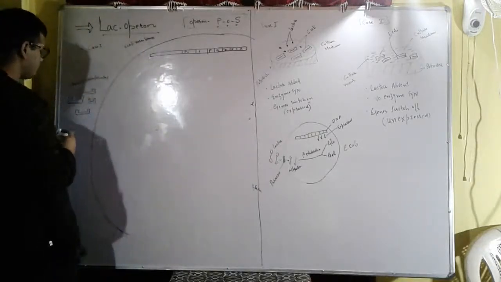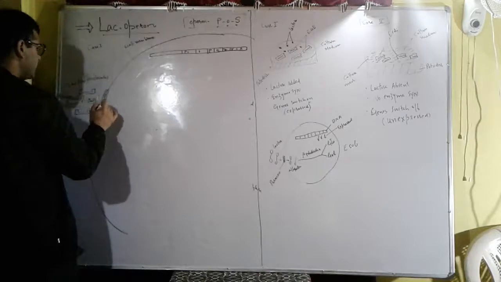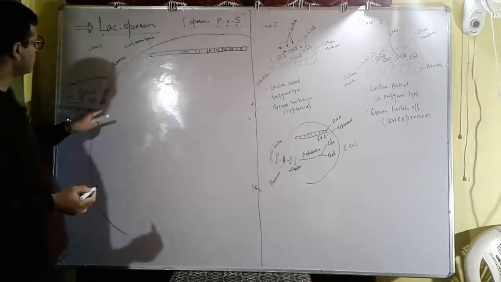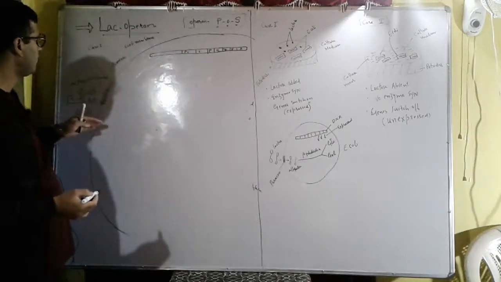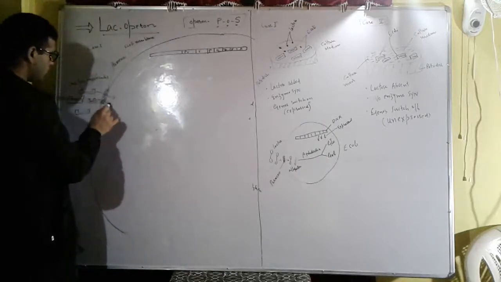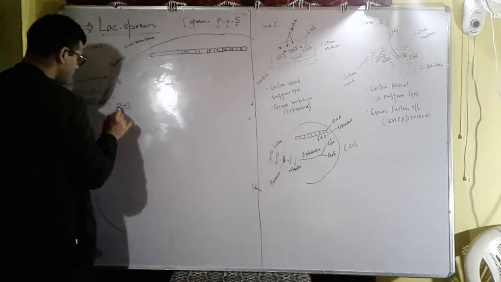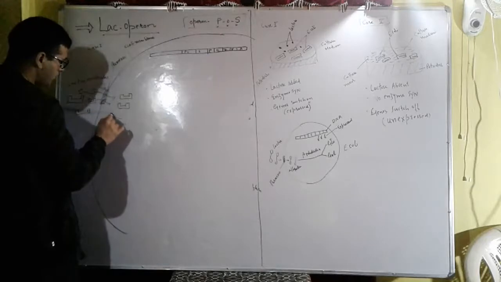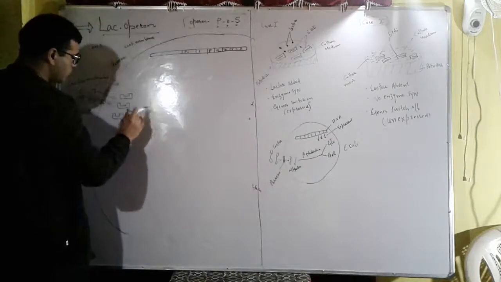These are lactose molecules, and I told you that this is permease. This permease is a membrane protein, and some amount of permease is already present in the E. coli membrane, which helps in the entry of this lactose into the E. coli. So lactose has entered into the E. coli.